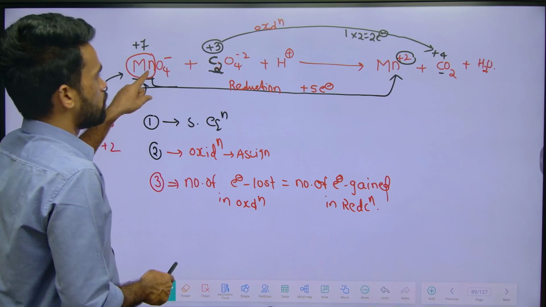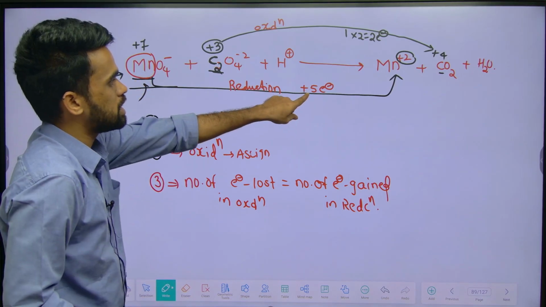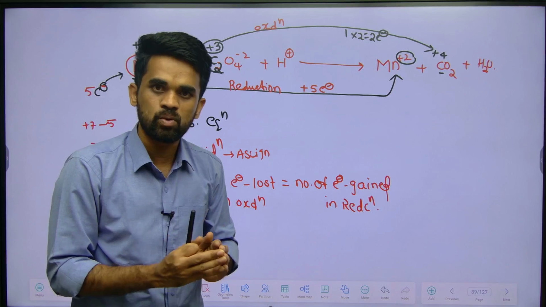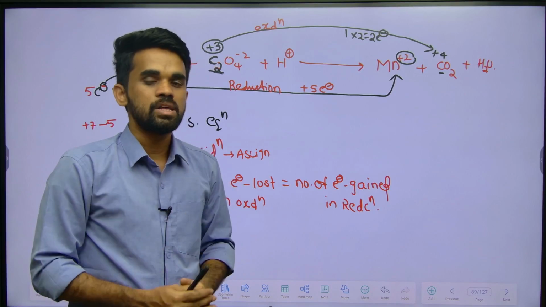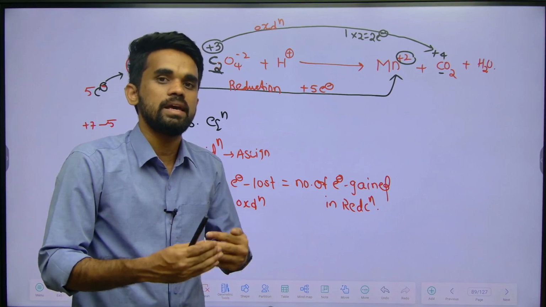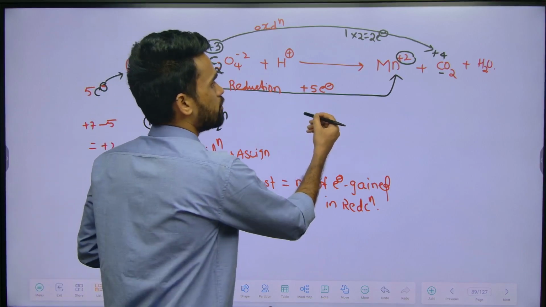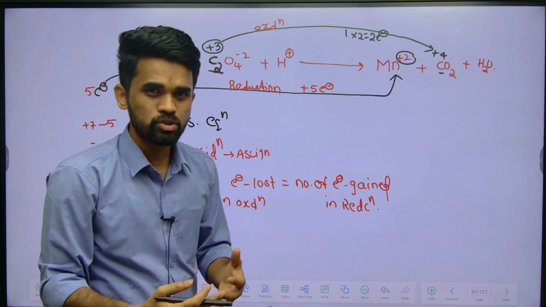Now how many electrons are gained in reduction? It is 5. But here lost is only 2. These numbers are not equal. We need to equalize them. How can we make them equal? Yeah, it is very simple. Multiply with suitable integers.